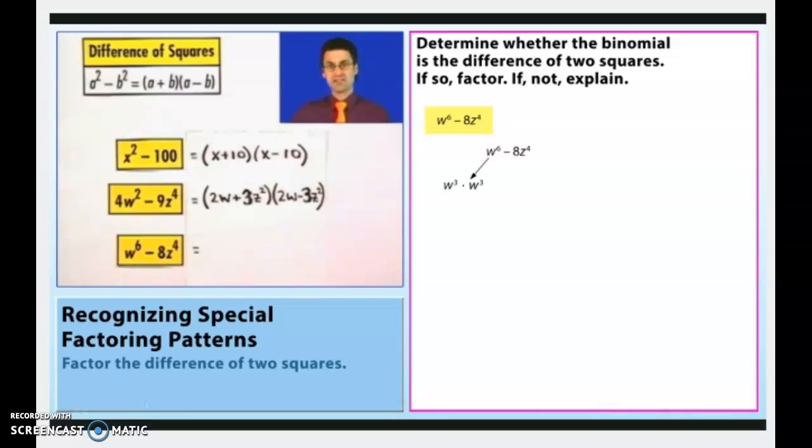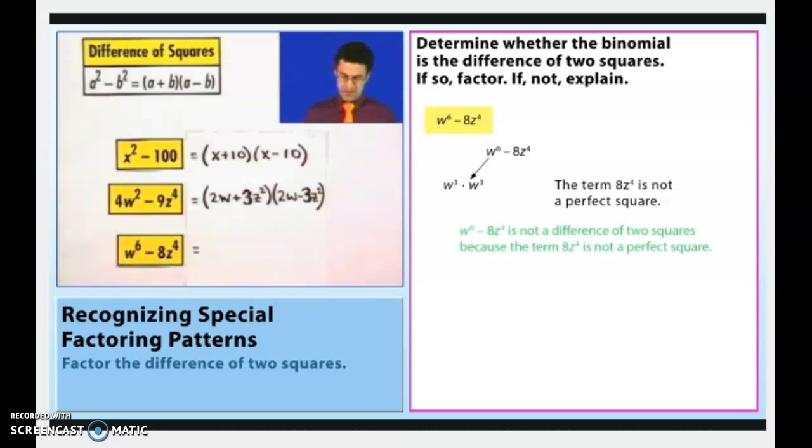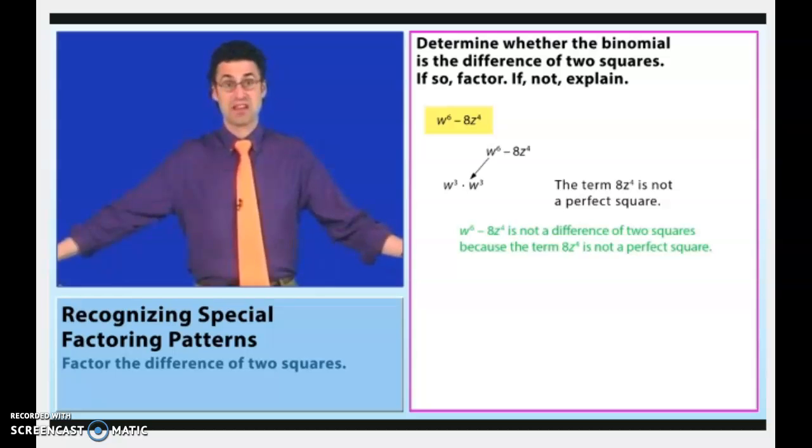Z to the 4th is a perfect square. It's z squared, squared. But what about 8? 8 is not a perfect square. There's no whole number that when I square it, I actually produce 8. So in fact, this is not a difference of two perfect squares, and so I can't just easily use this difference of squares formula. In fact, I'll just leave it like that.